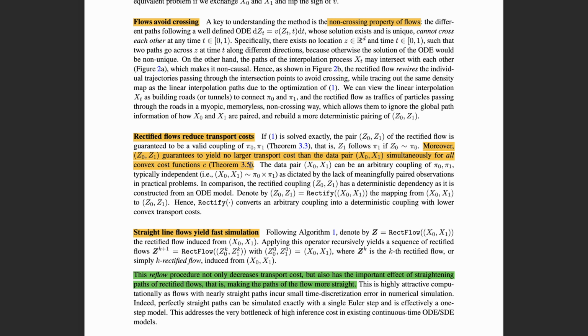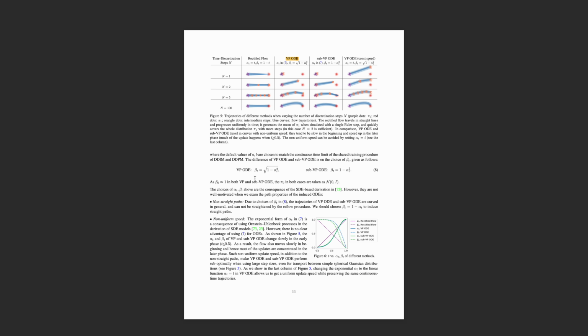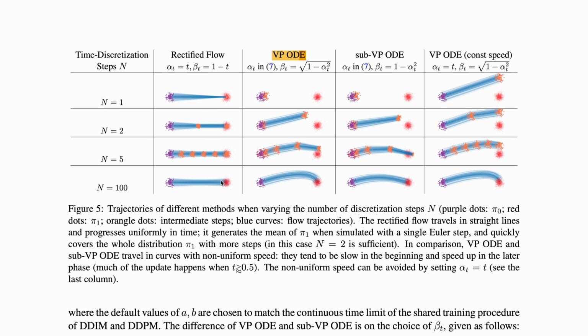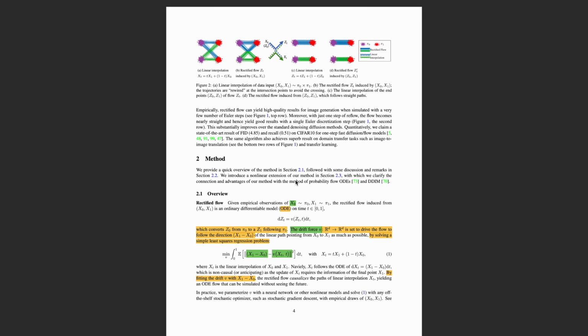If it was a curved trajectory, such as with diffusion models, it requires more steps to sample and to go from one distribution to the other. Here we have a comparison between a rectified flow and VP, I believe, and another approach, and you can see that it's curved, and therefore it will require more steps. Okay, so let's go back to it.